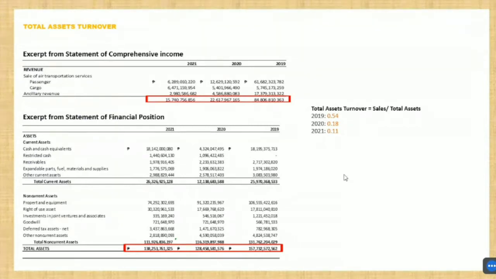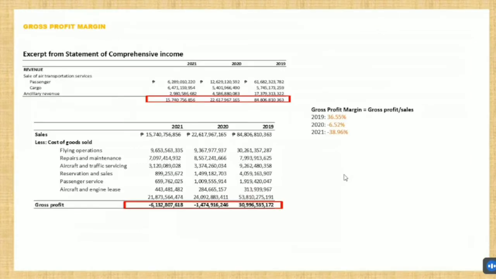Next ay yung ating profitability ratios, kung saan we will be assessing the corporation's ability to generate earnings relative to various accounts. First, here is the gross profit margin, wherein this largely decreased from a positive 36.55% in 2019 to negative 6.52% in 2020, and to a big decrease in 2021 with negative 38.96%.